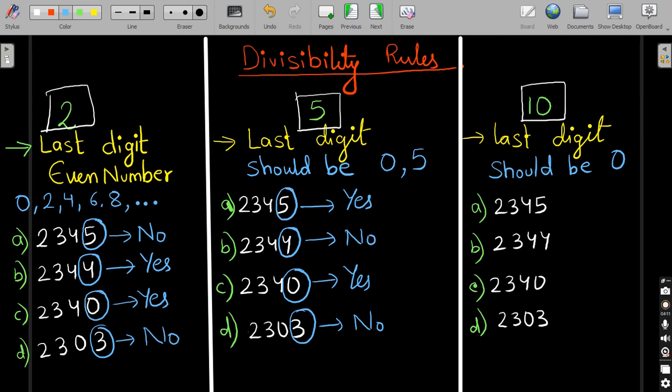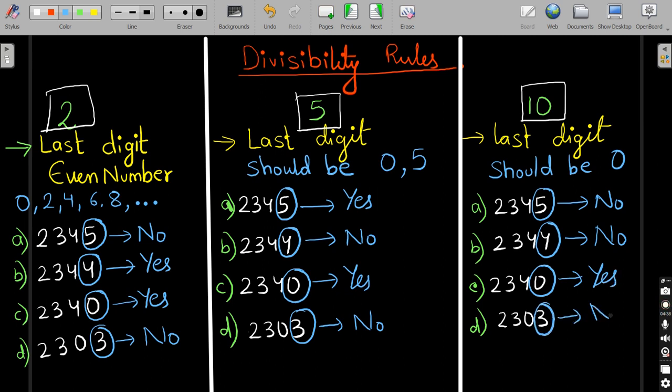Similarly, let us check the divisibility rule of 10, where the last digit should be 0. The last digit is 5. What is the condition for divisibility by 10? The last digit should be 0. Since it is 5, the answer is no. Let's take the next one, the last digit is 4. Is it 0? No, so it is not divisible. The last digit is 0? Yes, so I can divide this number by 10. The last digit is 3. Can I divide? No, I can't divide. So I hope you got the logic.